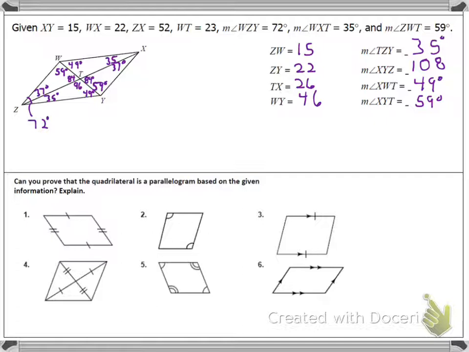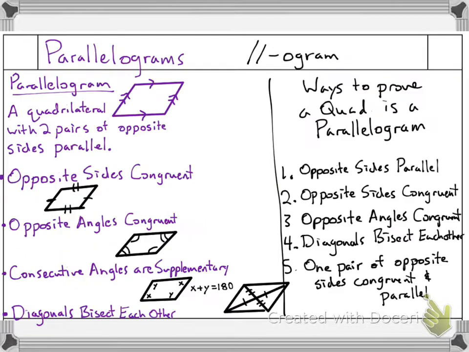And that's something we'll commonly see whenever we are looking at parallelograms and having those diagonals drawn with all those angles. So the second part is now we need to prove that it's a parallelogram based on the information. So this is the list we had right here.